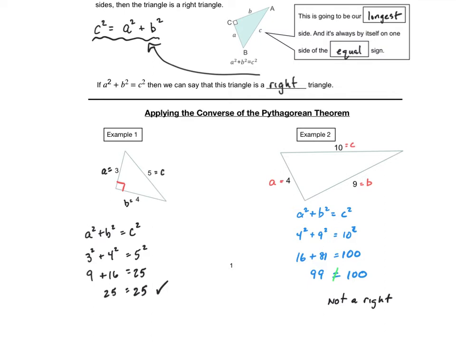So then if that is not a true statement, then this is not a right triangle, because the square of one side does not equal the sum of the squares of the other two sides. So not a right triangle.